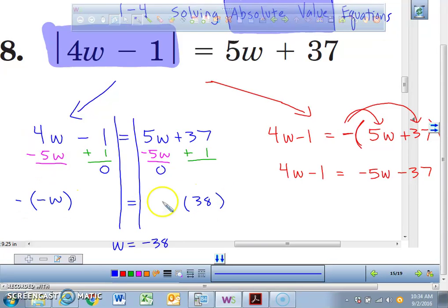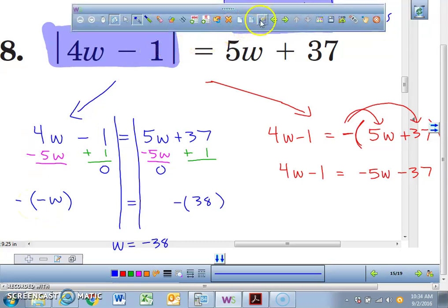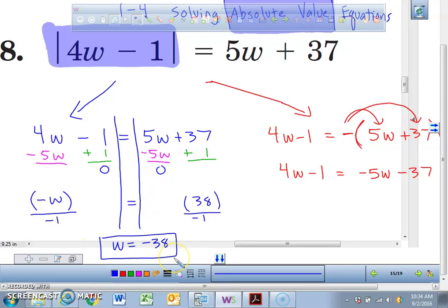Now, understand, there's multiple ways to do this. You can multiply both sides by a negative, which changes that to a positive. Or if you don't like multiplying by negatives, what else could you do? You could take this right here and divide by a negative 1 and divide by a negative 1. Either way, it gets you to your answer of w equals negative 38. That's one of our answers.